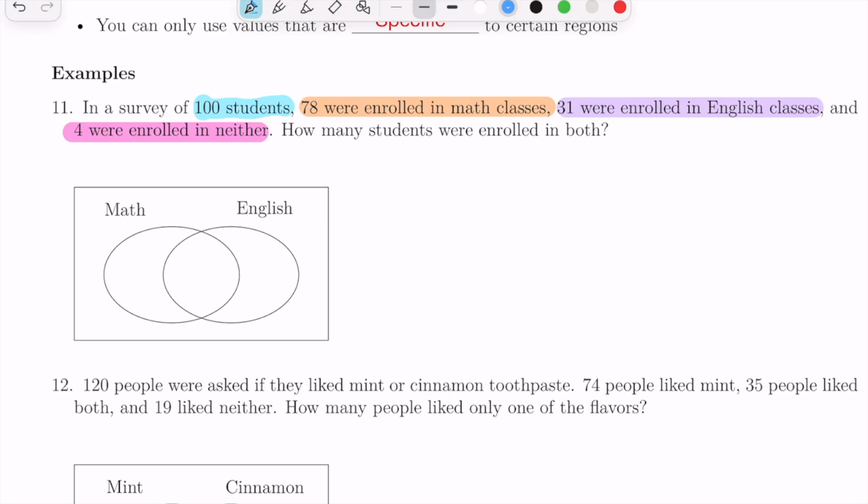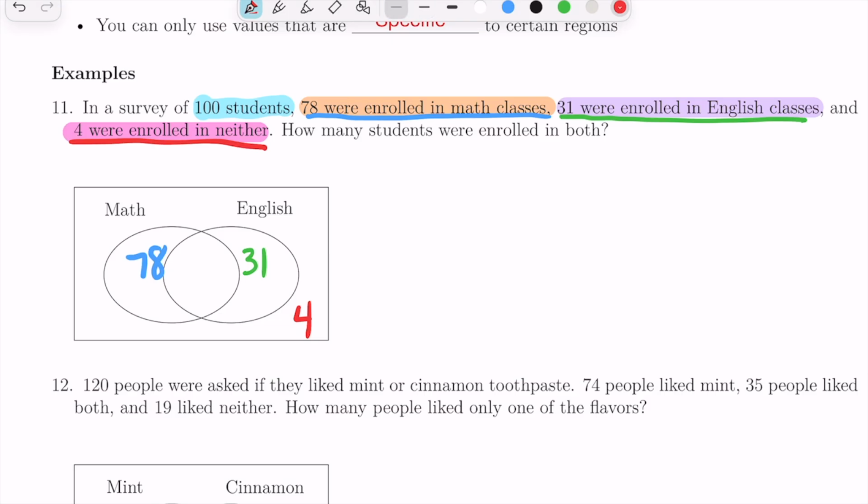Let's go ahead and start to think about this though. 78 were enrolled in math classes. So if you come over here and write 78, we're okay for now. Don't write this in pen because we're going to do some erasing. 31 were enrolled in English classes. If I put 31 here, that's okay. 31 kids were in English. And then 4 were enrolled in neither. So we know that that goes way out here.